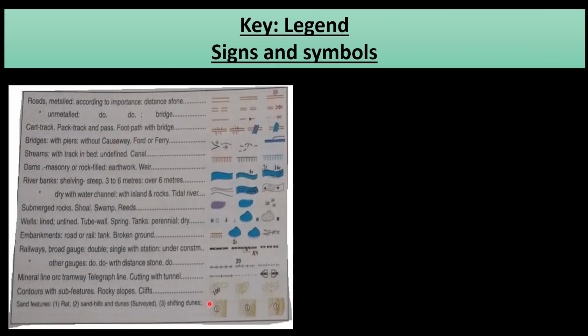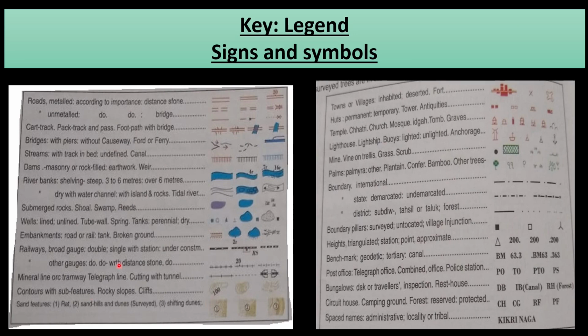Key or legend. These are the signs and symbols which show clearly which color, which symbol means what. And accordingly, in the topographical map, we have to infer about its boundary or vegetation or the drainage pattern or the constructions or the roadways, railways or the settlement patterns or occupation that we are going to study in our next chapters.